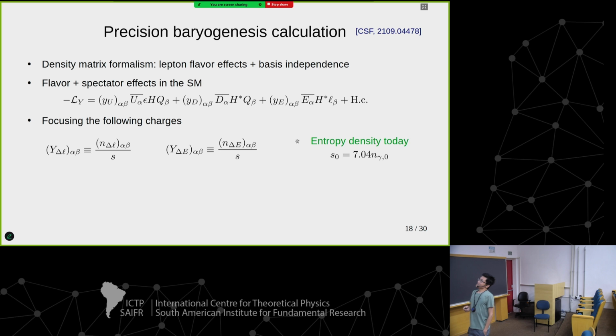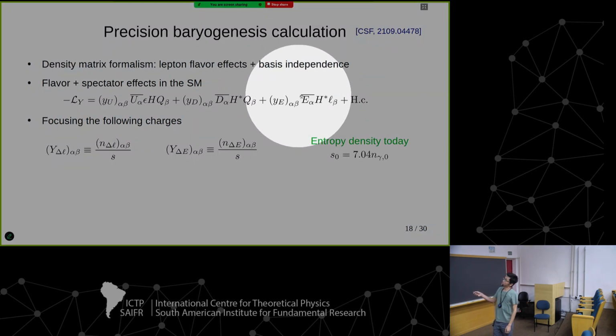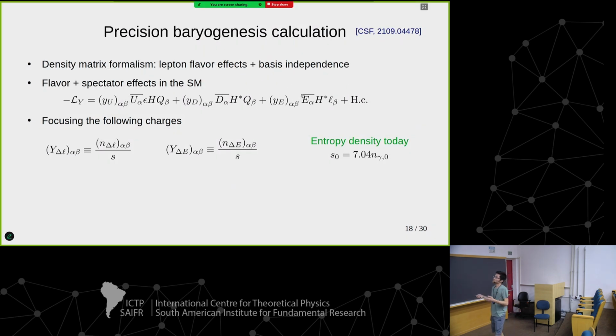So the density matrix formalism. This formalism is nice. Again, I stress that this formalism is only basis independent in the standard model leptonic sector. For example, in the standard model leptons, the Y_E, the charged lepton Yukawa, which gives rise to the charged lepton mass, doesn't have to be diagonal. It can be arbitrary. So you can work in an arbitrary basis in this formalism.